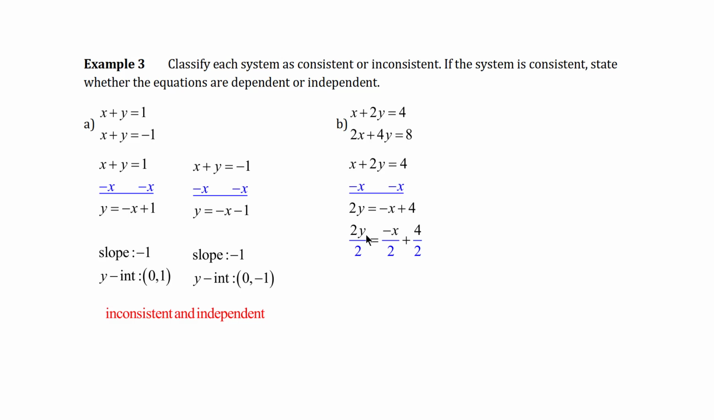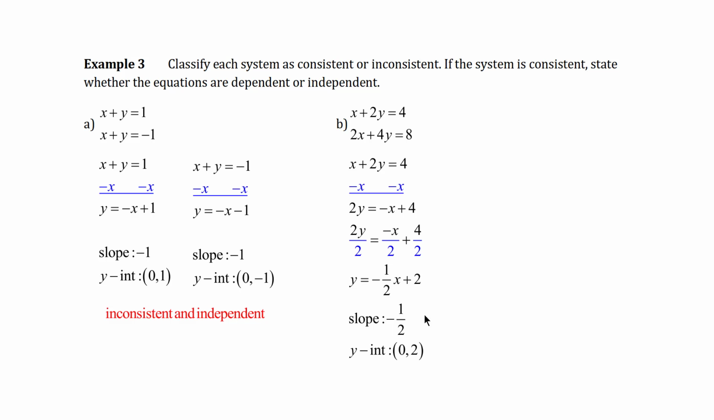Simplifying the left-hand side, 2y divided by 2 is y. Simplifying the right-hand side, -x divided by 2 can be rewritten as -1/2 x. 4 divided by 2 is 2. So the equation in slope-intercept form is y equals -1/2 x plus 2. The slope is -1/2, and the y-intercept is (0, 2).